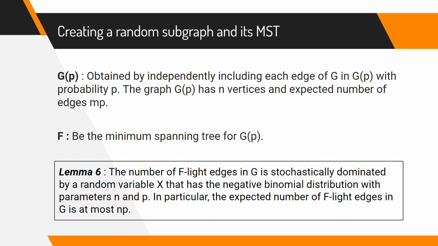Lemma 6 says that the number of F-light edges in G is stochastically dominated by a random variable X that has the negative binomial distribution with parameters n and p. In particular, the expected number of F-light edges in G is at most n/p. Now, let us create a basis for proving this lemma 6.